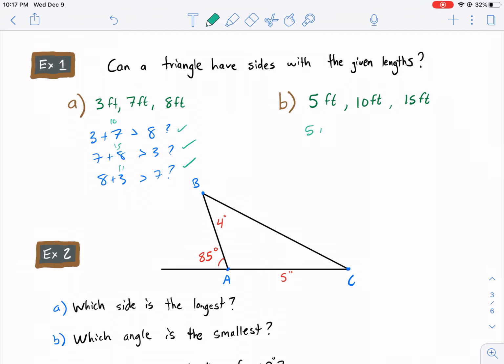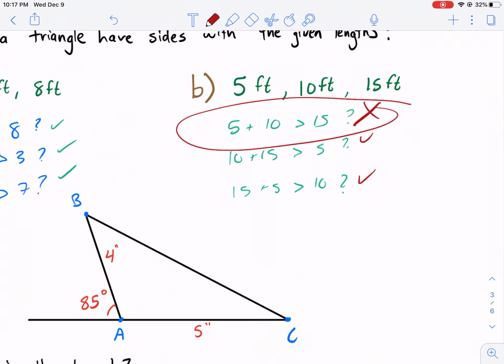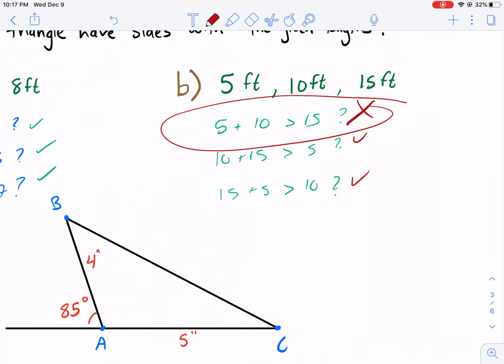We can do 5 plus 10, is it bigger than 15? Question mark, is 10 plus 15 bigger than 5? And is 15 plus 5 bigger than 10? Okay, question mark, question mark. Here we see that it's yes, yes, and no. Just one of these is grounds enough to say that a triangle cannot be formed.